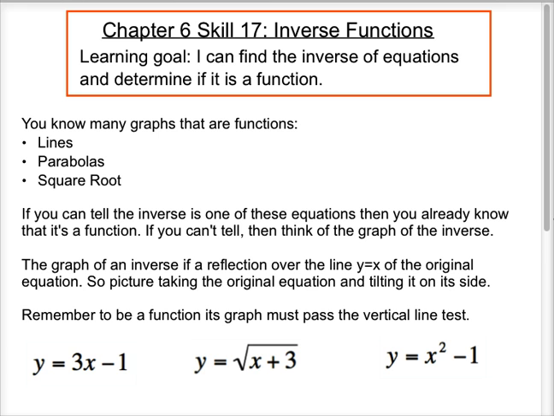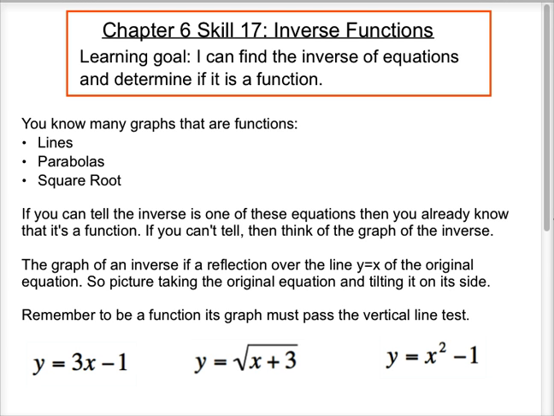You know lines are functions. You know parabolas are functions. You know that square roots are functions. However, there are some things that are not functions. Now, if you can't tell, if it's not one of these basic things, then what I want you to do is picture the graph of the inverse.